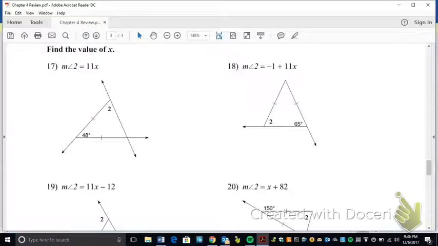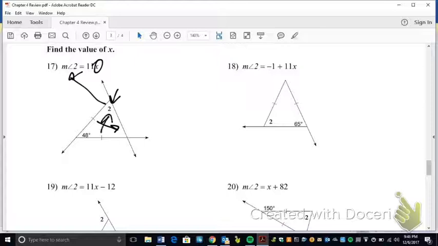So 17 through 21 we have one triangle, and then 22 through 26 we have two triangles. So in all of these, what we have to do is find the measure of angle 2, plug that measure back into the equation, and then go from there. Okay? So we go angle 2, right there.